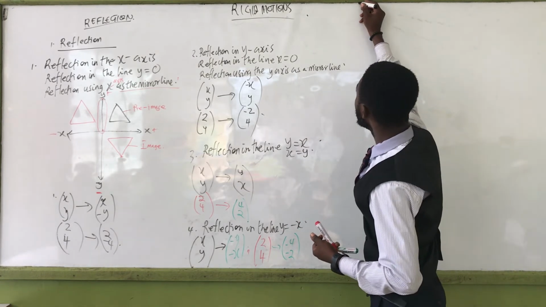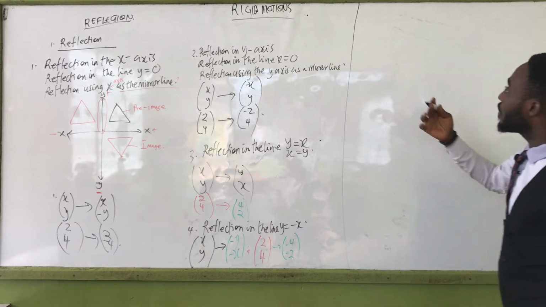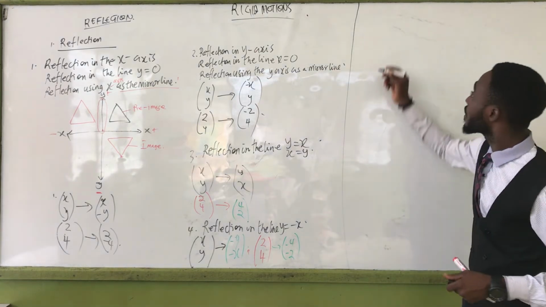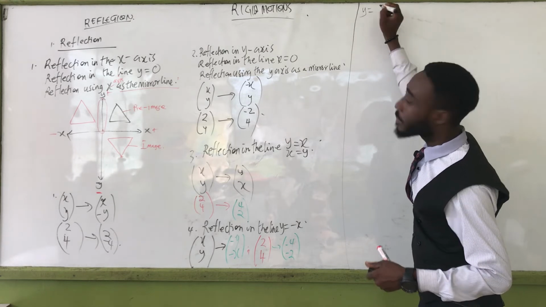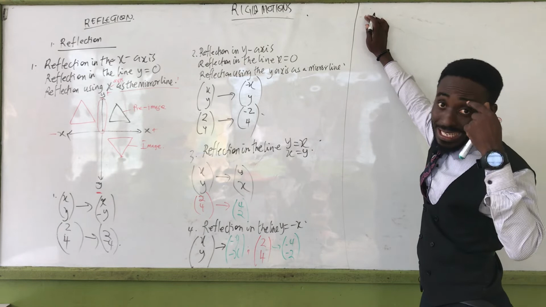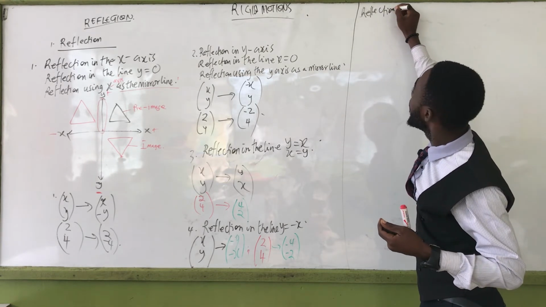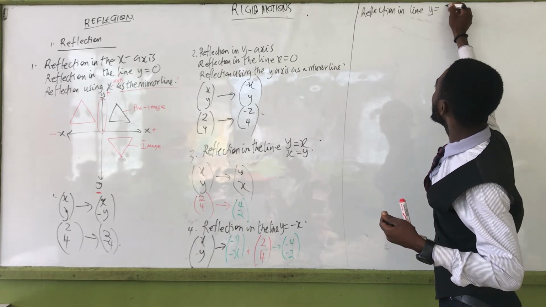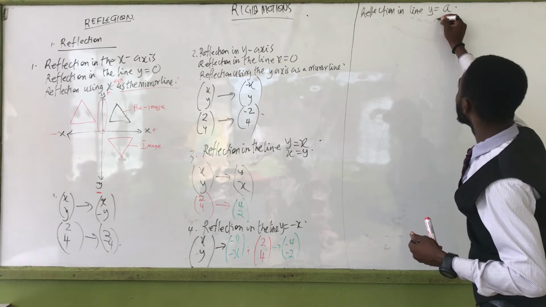I wouldn't prefer you memorizing formulas for this. I would want us to be a little bit conceptual. When we have reflection in line y is equal to a, it would have something like this.